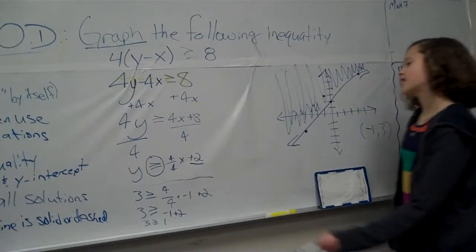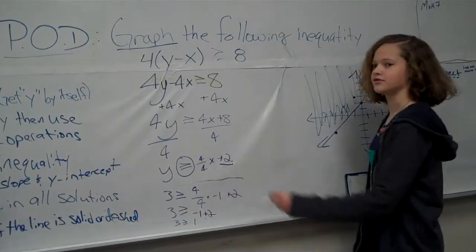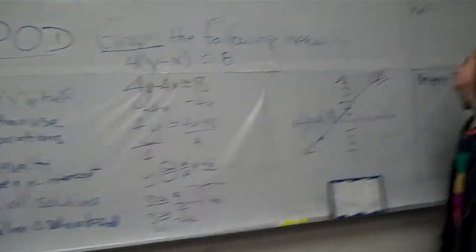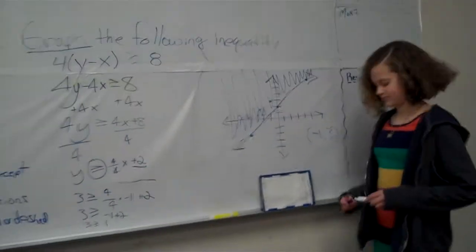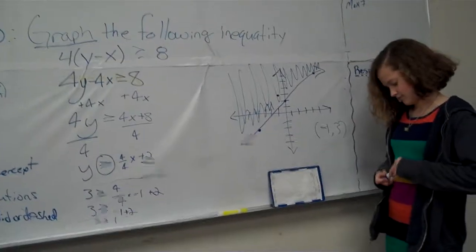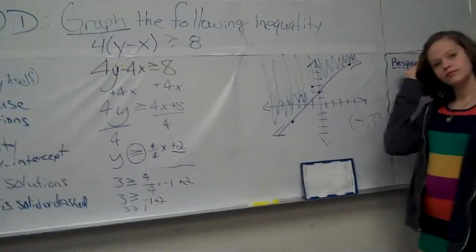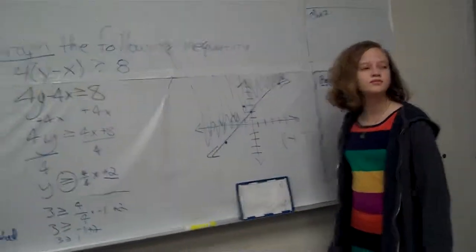It's solid because it has the equal to as well as the greater than. Good, right? All those points that lie on that line would make that inequality equal. And since we have that equal to thing there, we're good. All right, that's good.